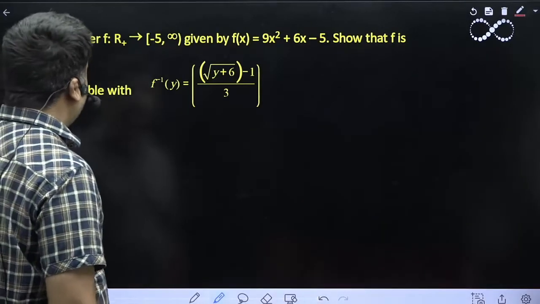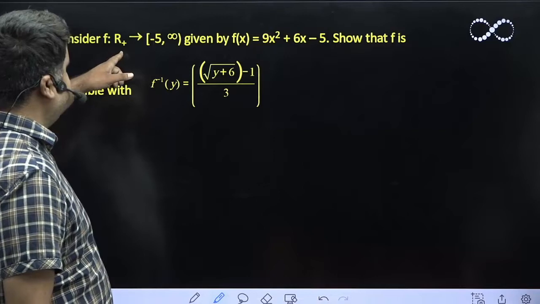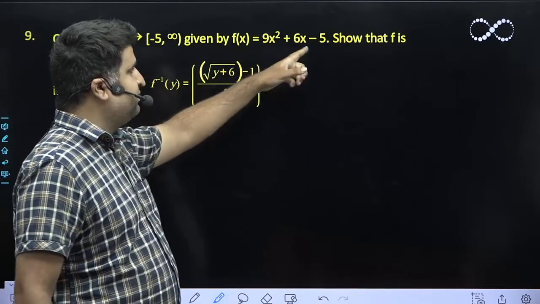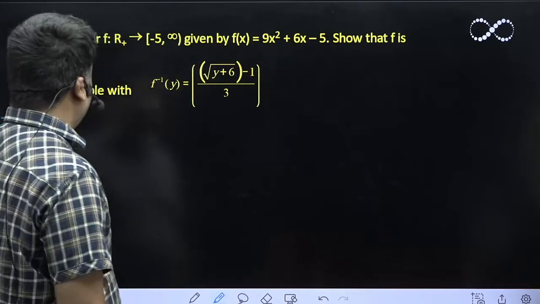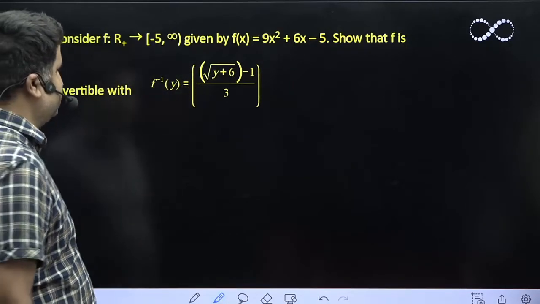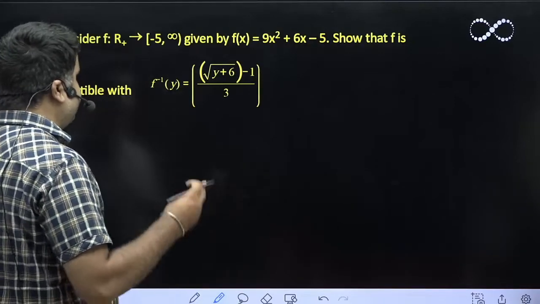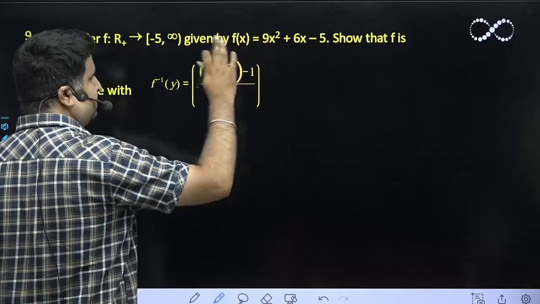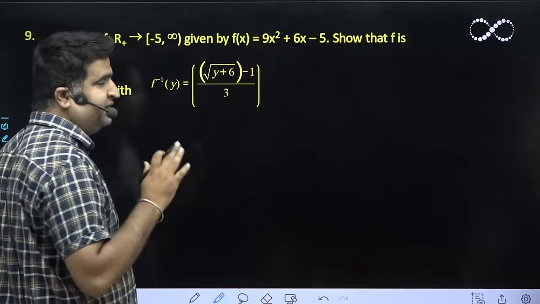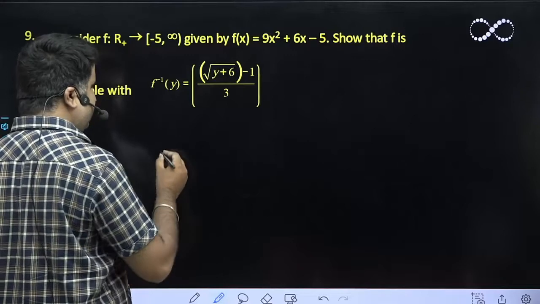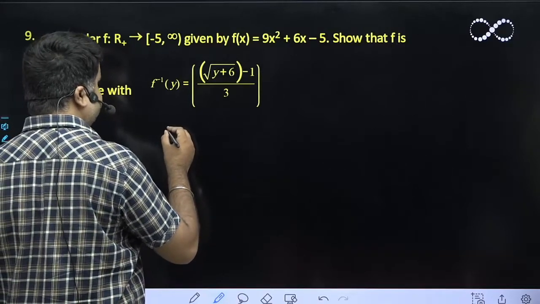So next is, a function is defined as f(x) equal to 9x squared plus 6x minus 5. Show that the function is invertible with f inverse of y equal to this. So how do we find the inverse in such cases? You can simply prove that this is invertible by proving that it is one-one and onto. Okay, we'll focus on the inverse part. How do we find the inverse?